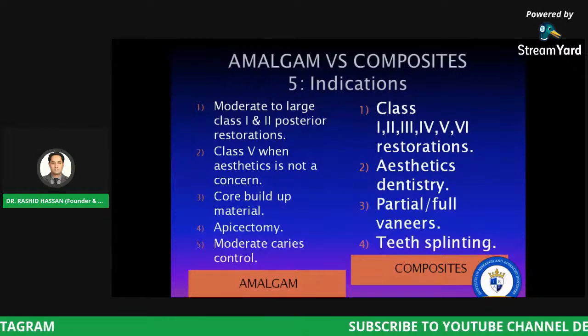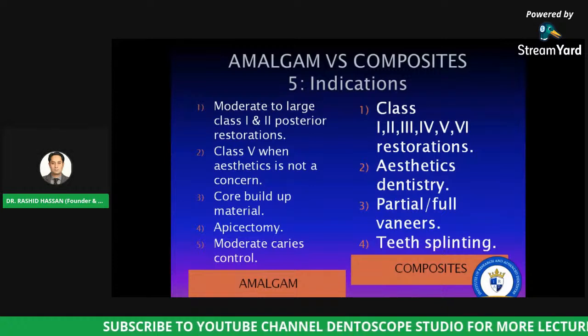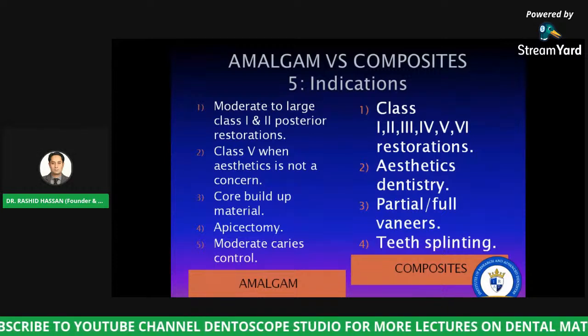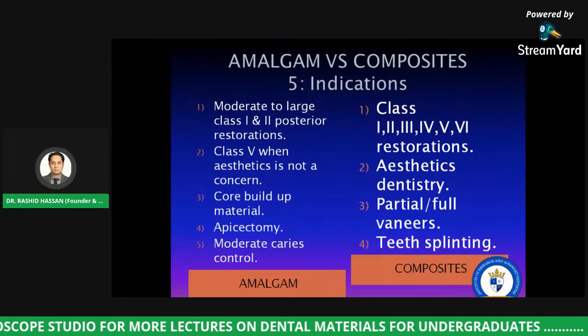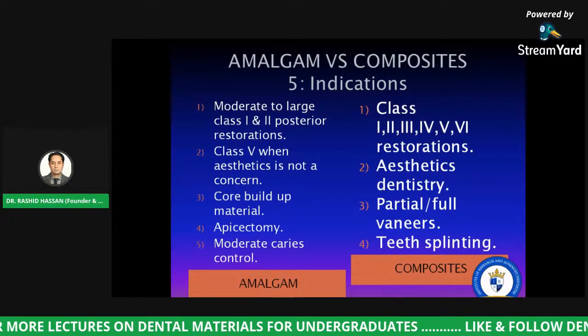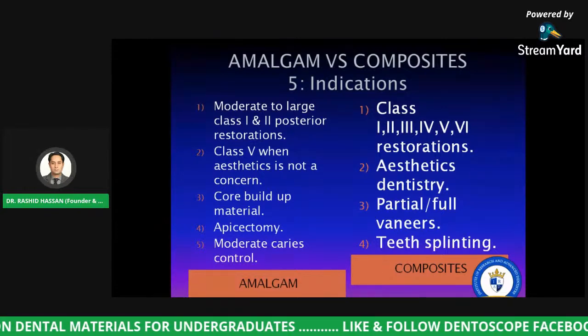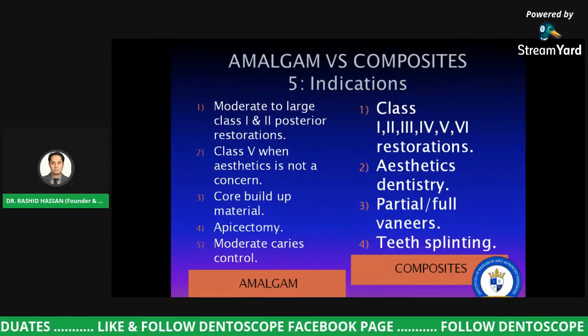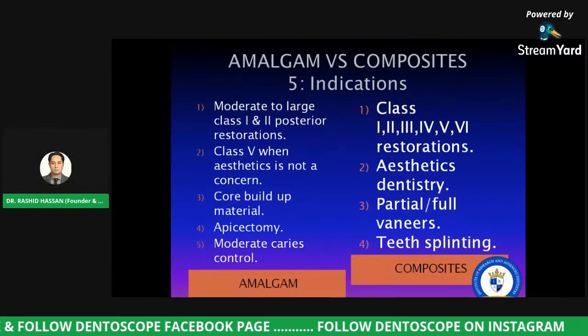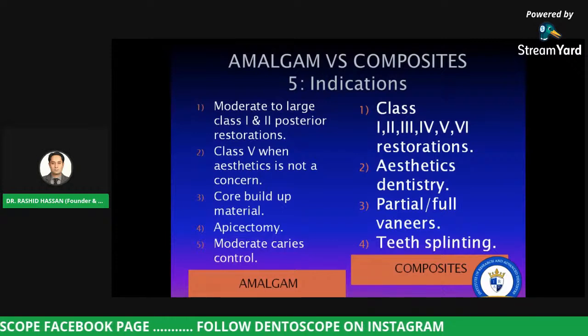Well, now let's talk about the indications. Where can you use dental amalgam and dental composites? Let's compare them. Let's talk about the indications of dental amalgam. Well, the first thing is that it is used for moderate to large class 1 and class 2 posterior restorations. So it is a material of choice for the posterior fillings.